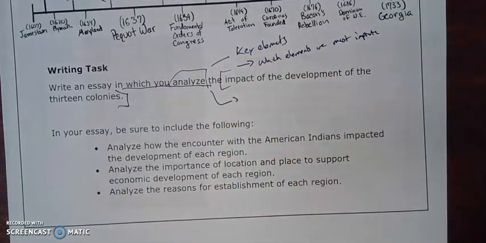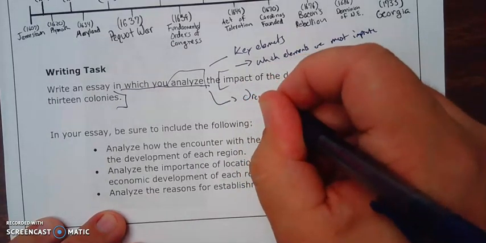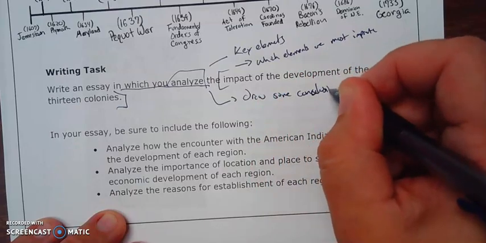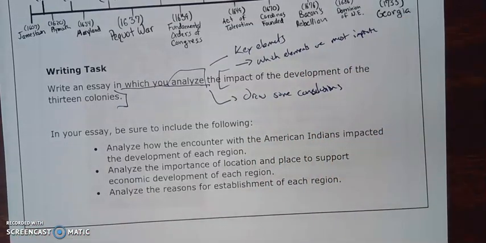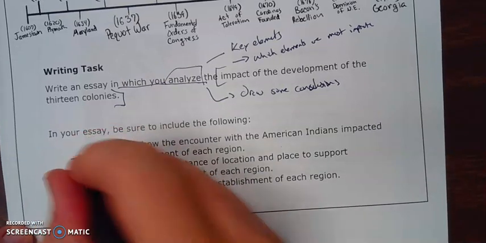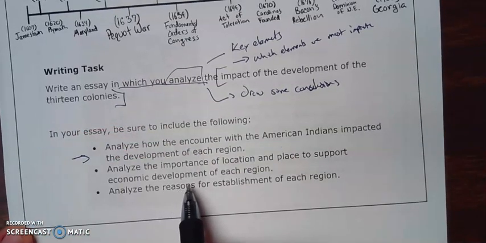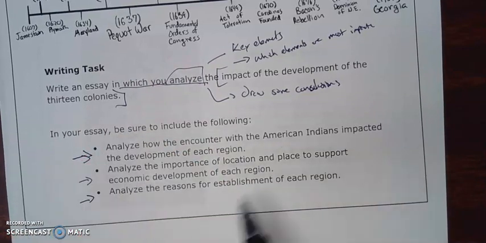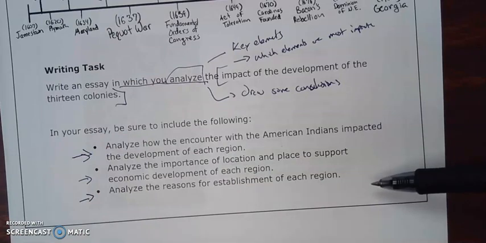Going to go below here. And then I'm also going to draw some conclusions when I'm doing this analysis. Then it sets out for me here what I need to include: how the encounter with the American Indians impacted the development of each region, analyze the importance of location and place to support economic development of each region, and then analyze the reasons for establishment of each region. So right off the bat, it's kind of laid out for me what I'm going to need to attack.